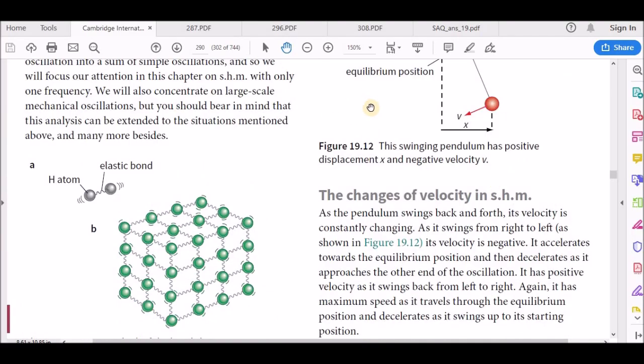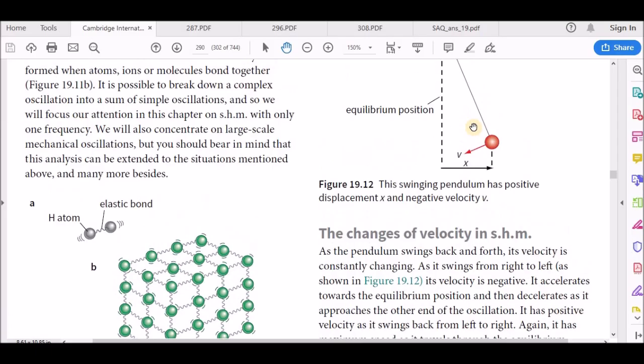Okay, so let's say if you start from here, right to left, that is one oscillation. Or if you start here, and it's moving this way, right to left and then back to this position. So you can even start the oscillation over here.